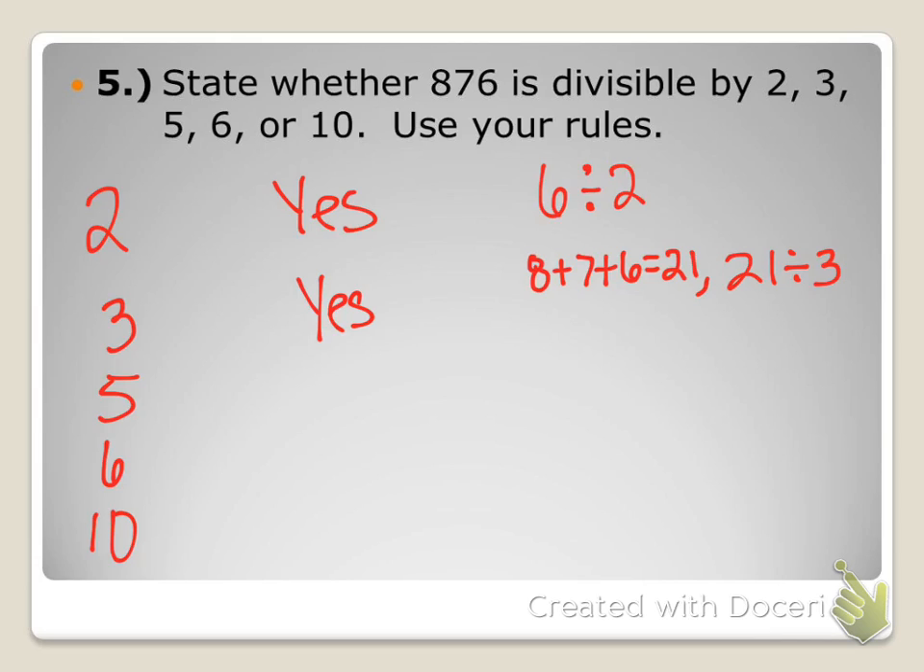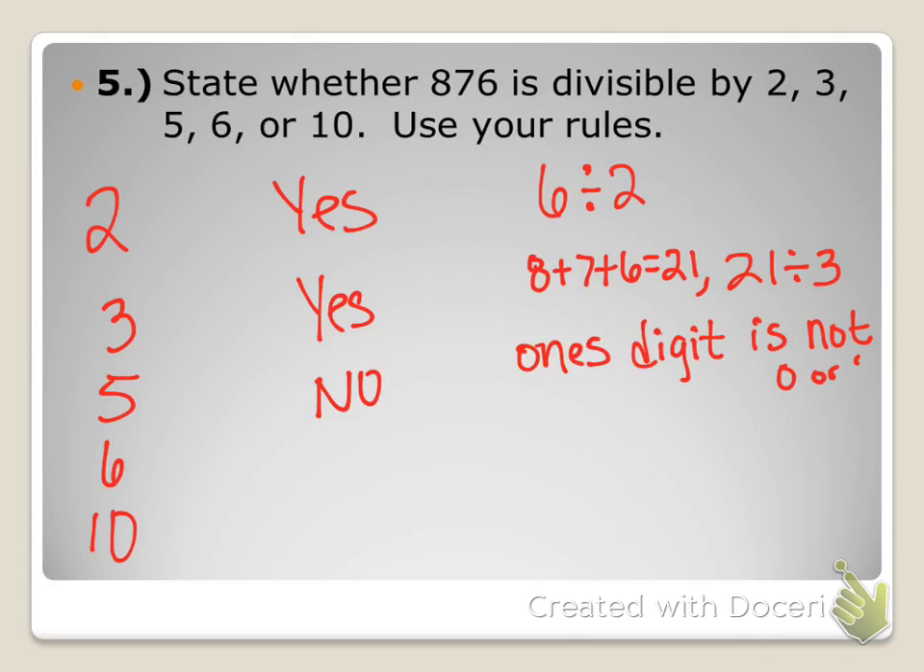Jamaro, is it divisible by 5? I agree. It is not divisible by 5. Tariana, can you tell us why? The ones digit is a 6, meaning that it's not what two numbers? 0 or 5. Ones digit is not 0 or 5. If you would rather put that the ones digit is a 6, that's also fine. I know 6 is not 0 or 5.